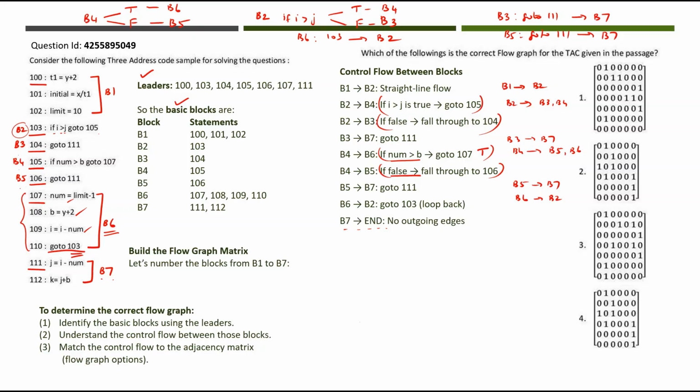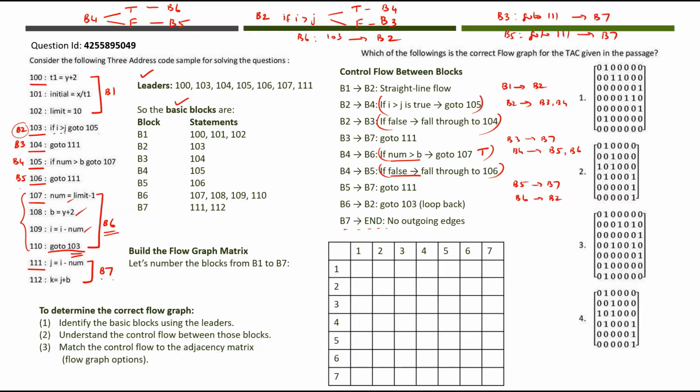Now we will build the flow graph matrix. We have to number the blocks B1 to B7 row wise as well as column wise. So this is nothing but B1, B2, B3, B4, B5, B6, B7. This is the same thing here. So now let's take this particular control flow. I have presented in text form so that it will be clear for you.